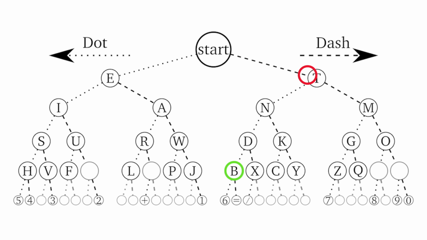But let's say we want to figure out what B is, which is pretty deep down the tree. So I go to the right to get to T, that's a dash. I go to the left to get to N, that's a dot. I see that I have to go down to D and B, which are both dots. So B is actually dash, dot, dot, dot. Cool.